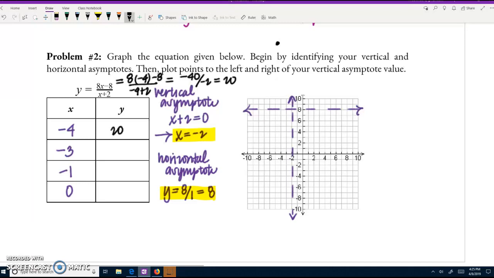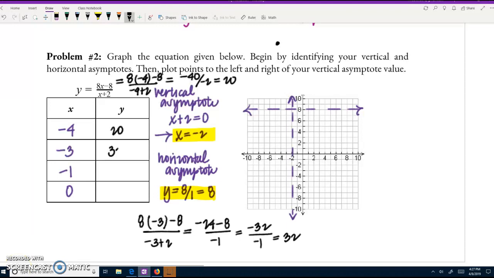Then if I think about my -3, why don't I come down here to plug that in? 8 times -3 minus 8 over -3 plus 2. 8 times -3 is going to give me -24 minus 8 more over, this is going to be -1. So I will have -32 over -1, or 32 as my y output there. And so that point is also way off of my chart. So I'm at -3, and then 32 is way up here.